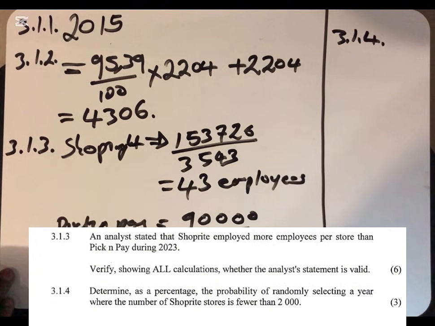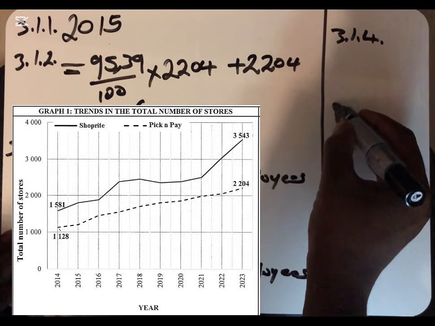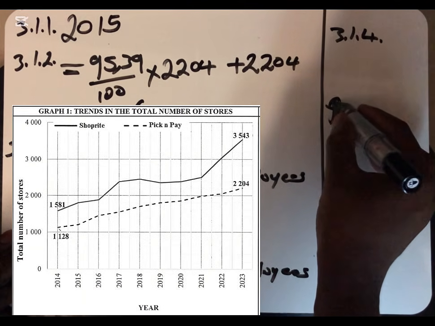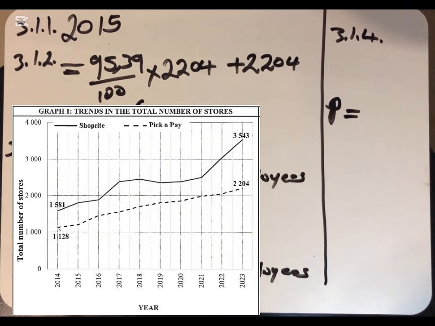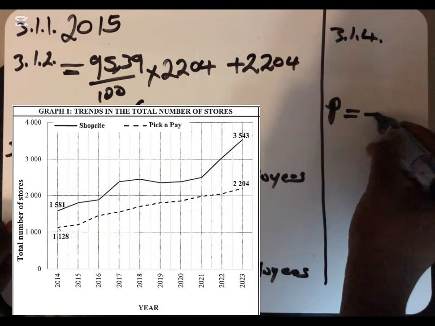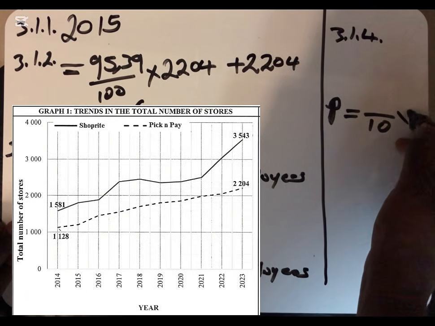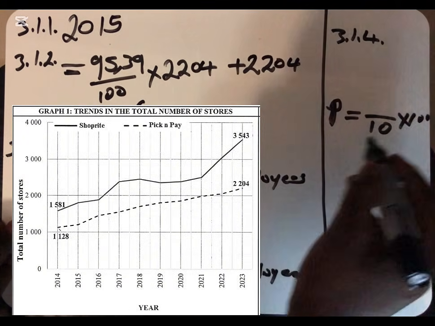3.1.4, it says determine as a percentage the probability of randomly selecting a year where the number of ShopRite stores is fewer than 2,000. So the probability is equal to, let's check how many years do we have in this graph. We are having 2014 up to 2023, which is 1, 2, 3, 4, 5, 6, 7, 8, 9, 10. We are going to divide by 10, and because they said as a percentage, you are going to multiply by 100. You should not forget.